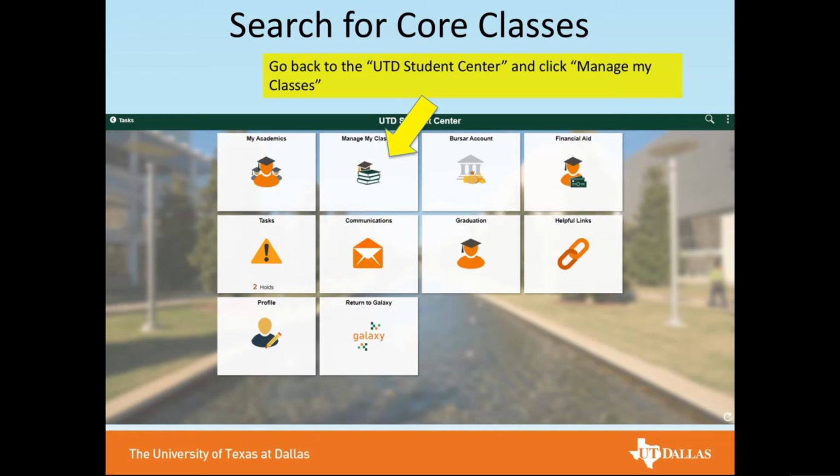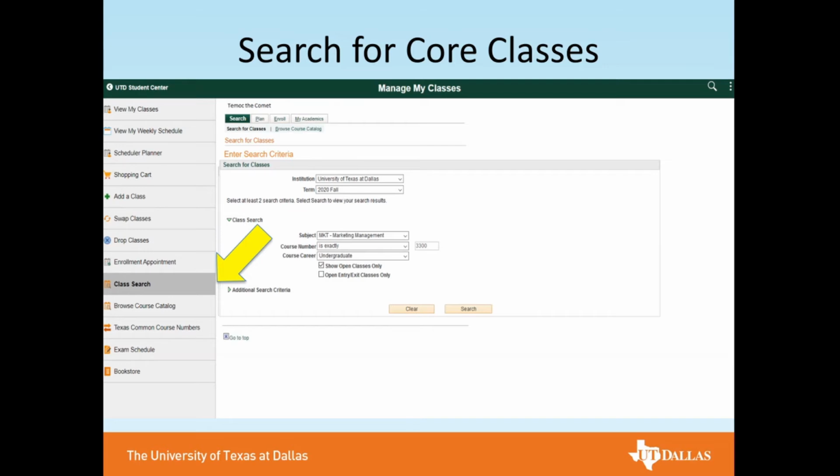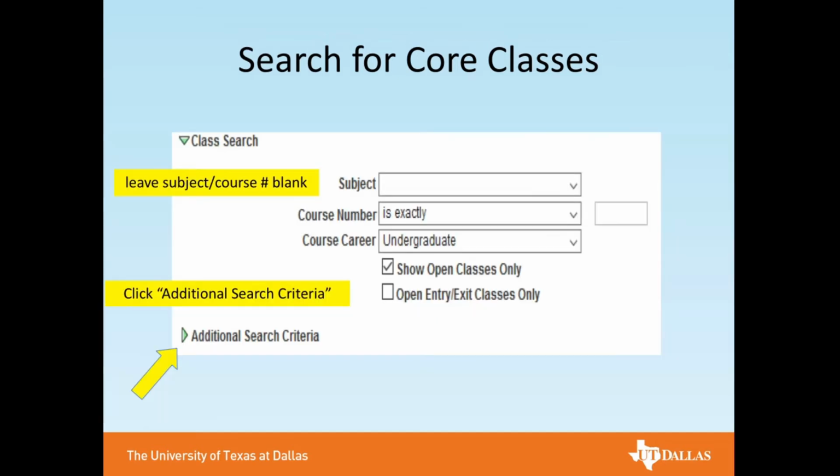Now, if you have some remaining core curriculum classes that you need to take, there is a way you can search for those specific core curriculum requirements. To search for these courses, go back to Student Center and click on Manage My Classes. What you will do is you're going to click on Class Search and then select the term. For you, it will be Spring 2021. You're going to leave the subject and course number blank, and you're going to click on the little green arrow that is next to additional search criteria.